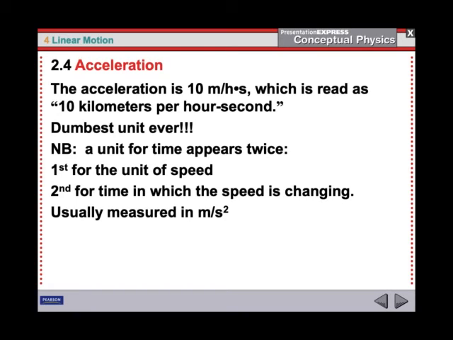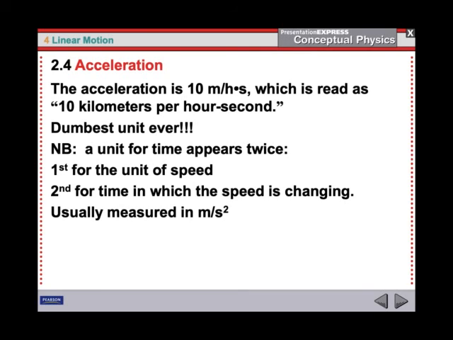So the acceleration is 10 kilometers per hour, seconds, which reads 10 kilometers per hour second. That's the dumbest unit ever. I never use that. I want to have my time units to be the same because it makes things a little bit easier. And the reason that your book talks about it this way is because it reinforces the idea that the first time unit is part of the speed and the second time unit is the time in which the speed is changing.